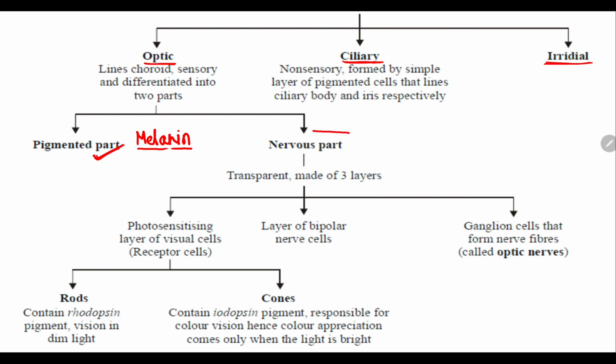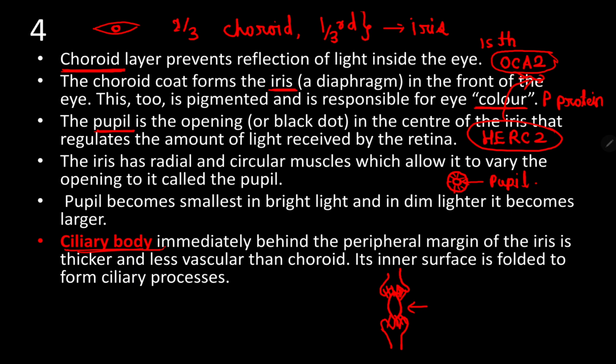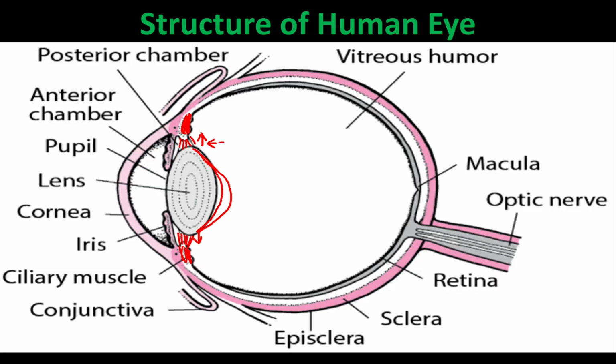And the next part is the nervous part. This is mainly for visualization. Why? Because in this nervous part we have rod cells, and then we have cone cells. These rod cells and cone cells have the ability to detect light. So as they can detect light, they can absorb the light, so they are responsible for vision.